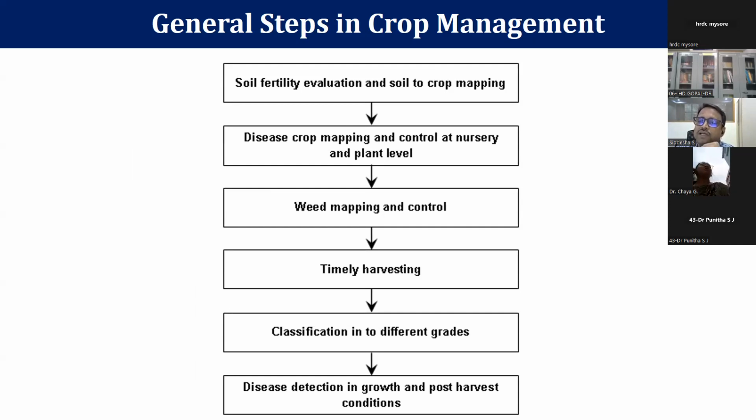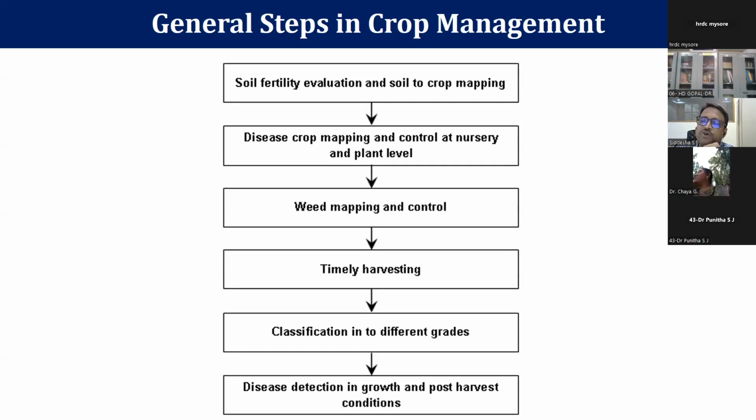And after that, disease crop mapping and control at nursery and plant level. Diseases will be there, so how to manage that? Disease-free plants will always give a good yield. Whenever we are considering this, it is not just 1 or 2 plants. It is the whole area, acres of area, that has to be analyzed and managed properly.